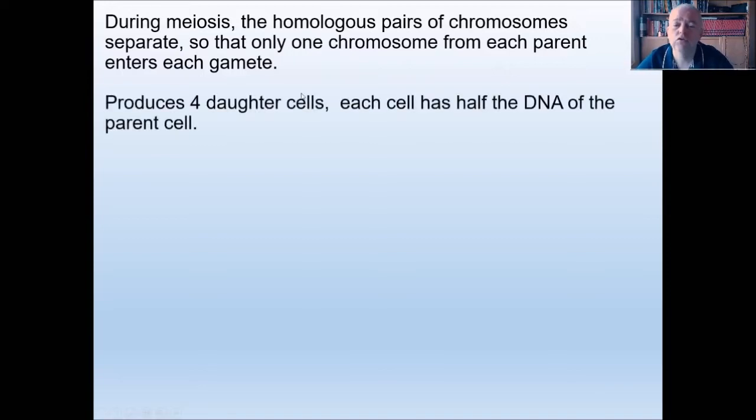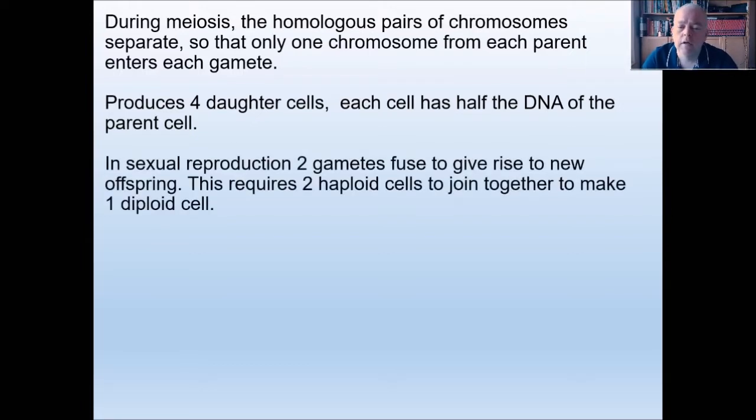We'll end up producing 4 daughter cells, and each of these daughter cells would have half the DNA that the original cell started with. And that can then lead to, in sexual reproduction, our particular gametes being able to fuse together to give rise to the new offspring. And this is going to require 2 haploid cells to come together. If we have 2 haploid cells joining together, that would lead to us getting a single diploid cell, which can then go through mitosis and form the adult organism.